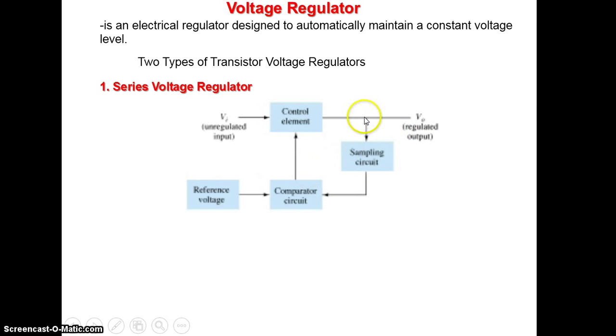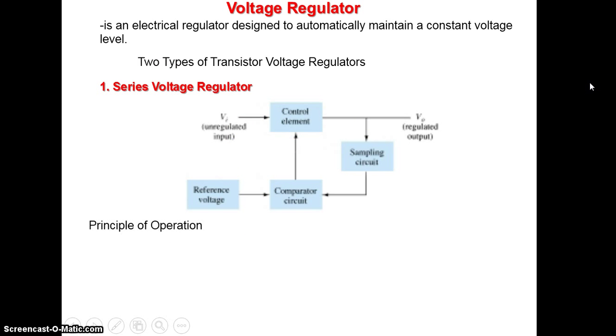When that reduced 4.5 volt output voltage comes to the comparator circuit through the sampling circuit, it is compared with the reference voltage, and the output is passed to the control element, giving an instruction to increase the control voltage, so increase the output voltage. Now suppose your output voltage is more than the fixed 5 volt. In that case also the same thing will happen. The comparator circuit will send a signal to the control element to decrease the output voltage to maintain it exactly at 5 volt. This is the basic idea of a voltage regulator, and this is the block schematic of a general voltage regulator.